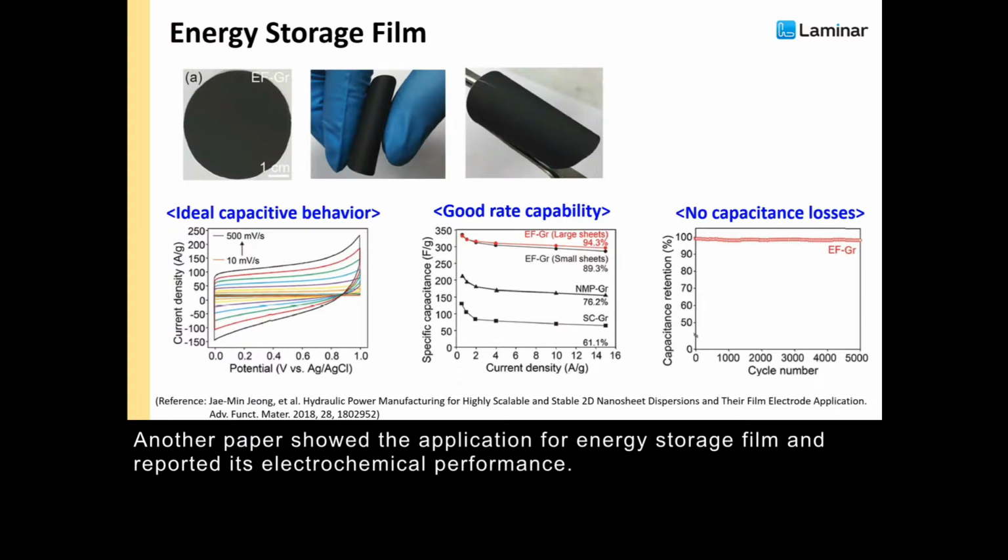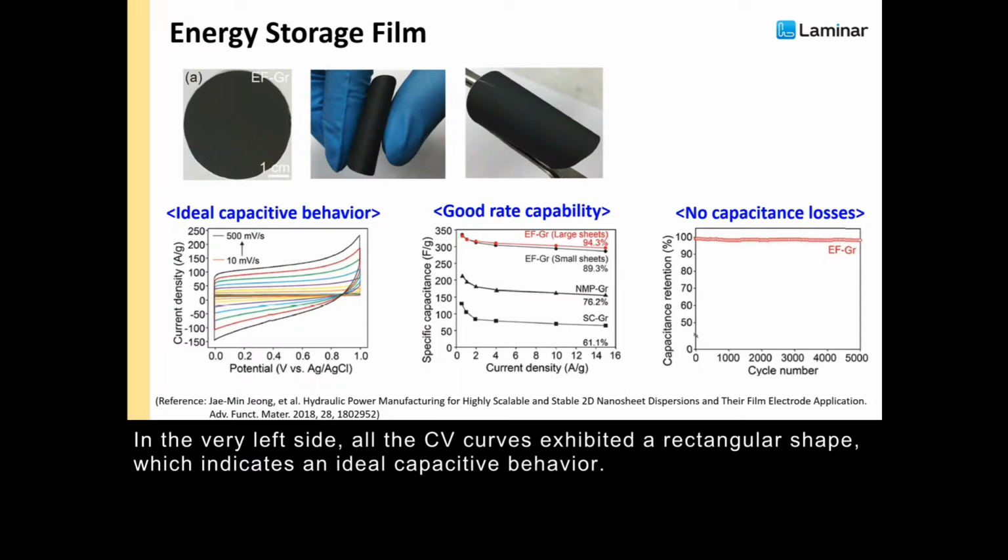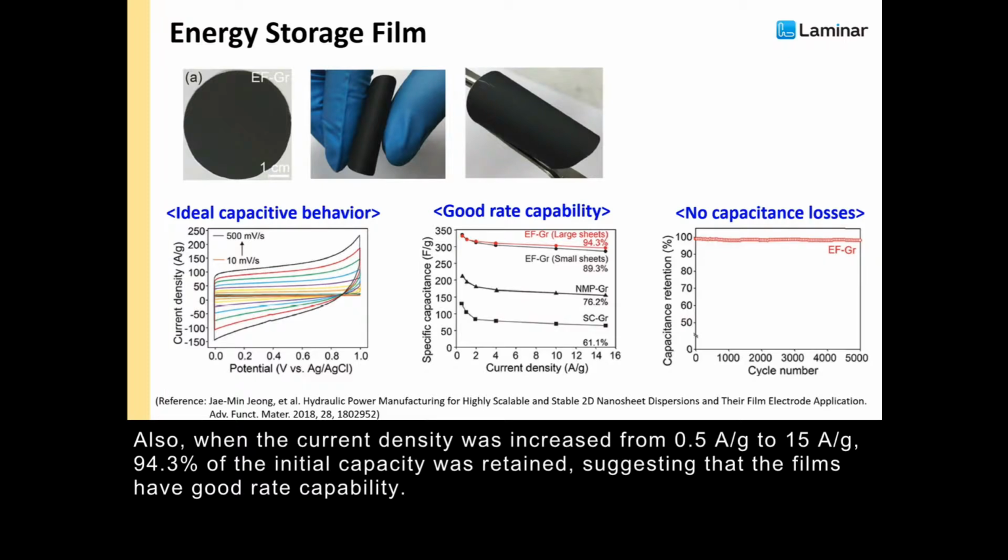Another paper showed the application for energy storage film and reported its electrochemical performances. On the very left side, all the CV curves exhibited a rectangular shape, which indicates ideal capacitive behavior. Also, when the current density was increased from 0.5 ampere per gram to 15, 94.3% of the initial capacity was retained, suggesting the film has good rate capability.